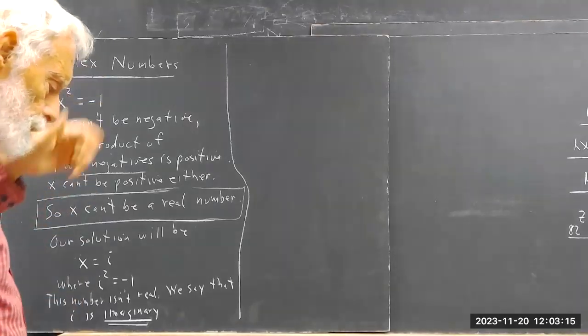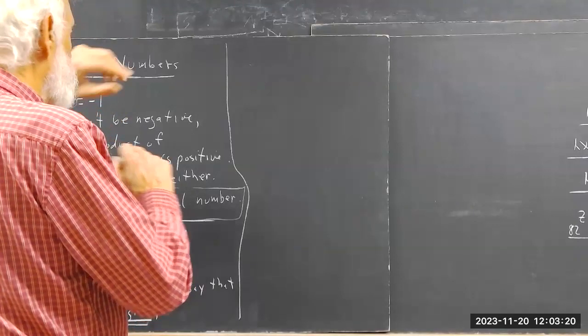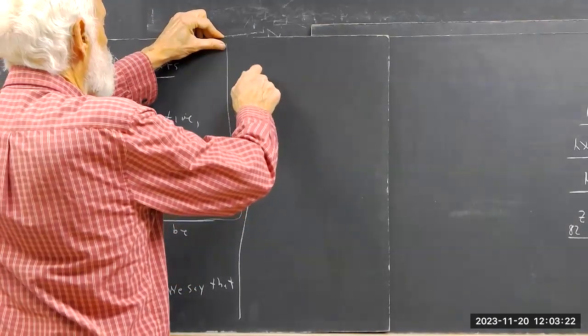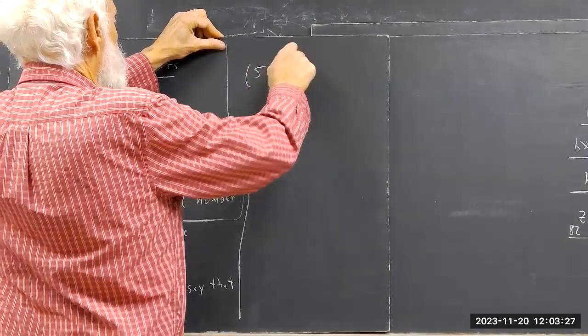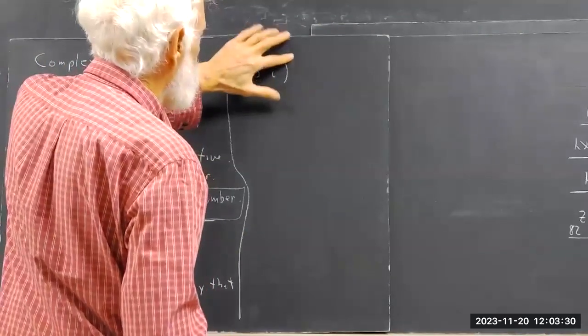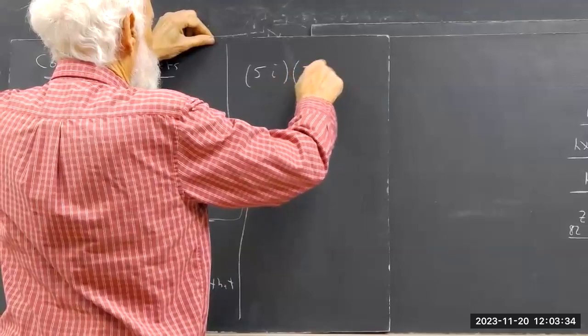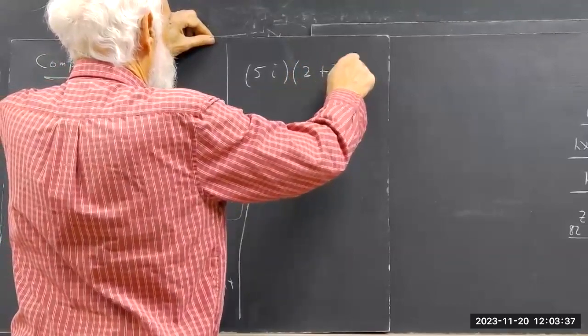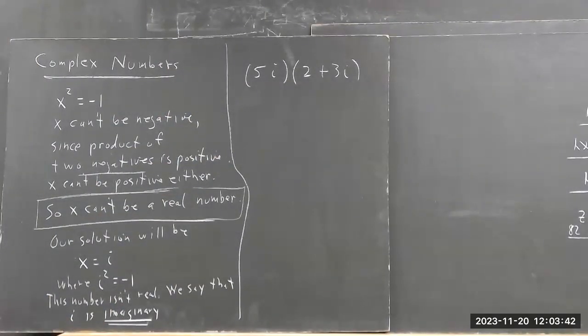Okay, so what is... do multiplication? What's 5i times 2 plus 3i? Just treat that like an algebra question. Treat I like it was x. Don't make it x, keep it as I.